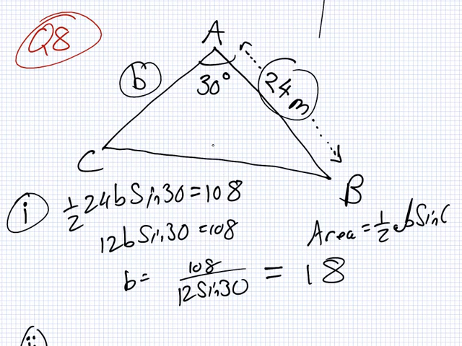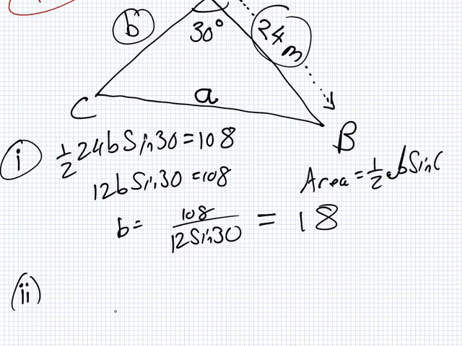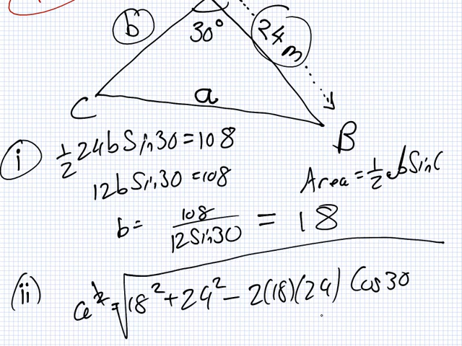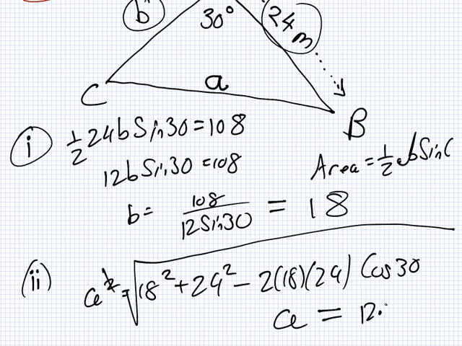Now, we want to get the length of this side here. What could we use to get that side? Cos rule. So we have a squared equals b squared. Well, this side squared equals the other two squared, minus twice 18 times 24 cos 30. So if you want the a directly, we'll just square root that. And what do we get there? 12.32 meters.